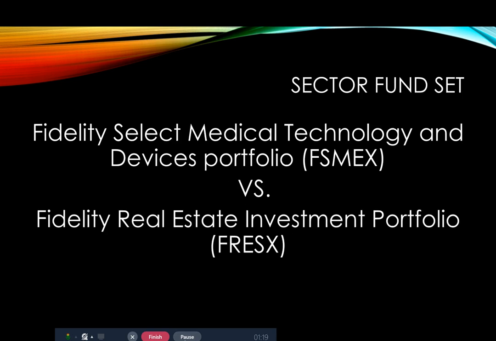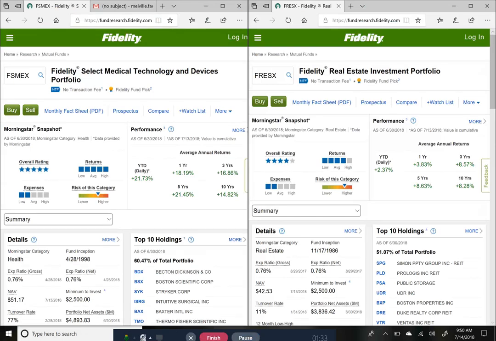And our first set of funds we're going to look at is the sector fund set. We're going to look at the Fidelity Select Medical Technology and Devices portfolio versus the Fidelity Real Estate Investment portfolio. So let's go to those portfolios now. Okay, so here we have our 2 portfolios. We have our Medical Technology and Devices portfolio and Real Estate Investment portfolio. And on these, I'm going to focus on the turnover rate of a fund. A lower turnover rate means less buying and selling of stocks throughout the year. From my perspective, I like a lower turnover rate.